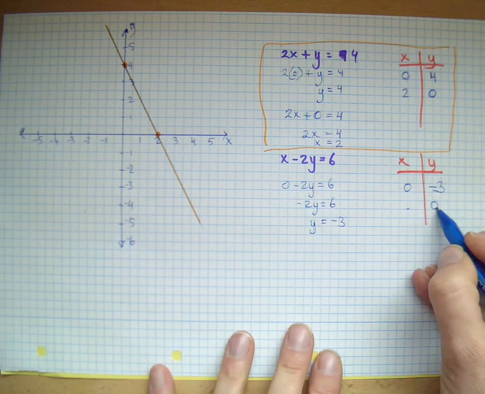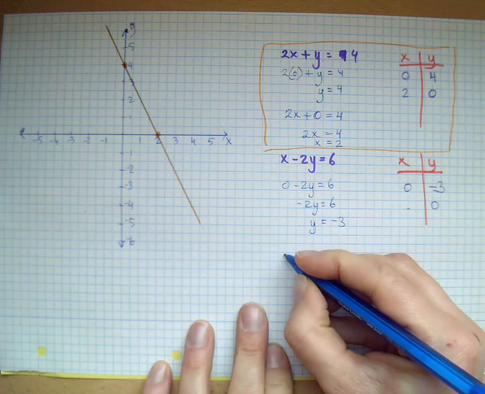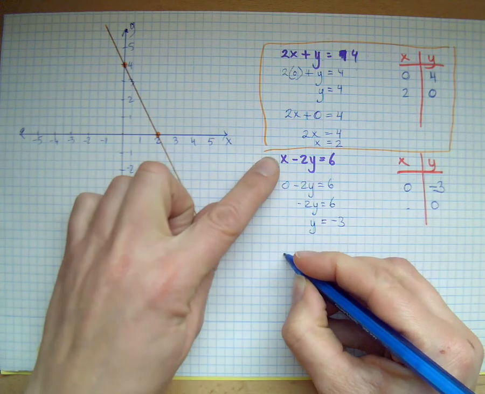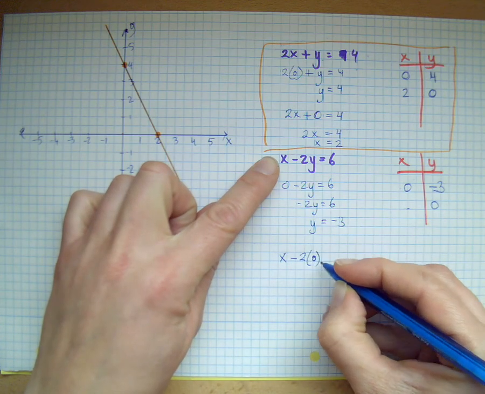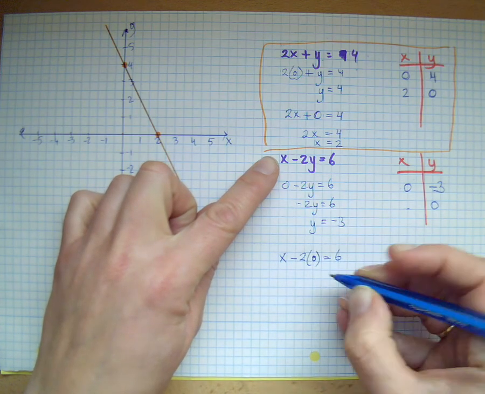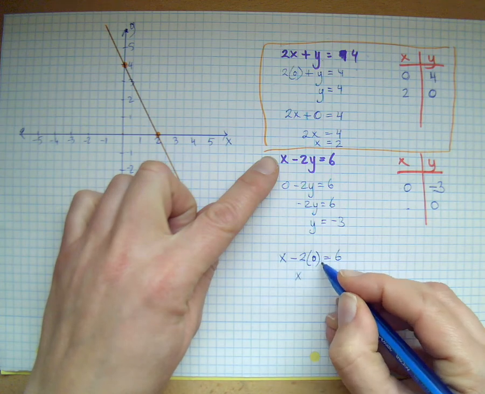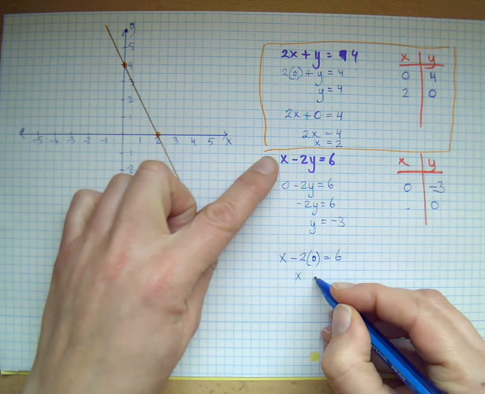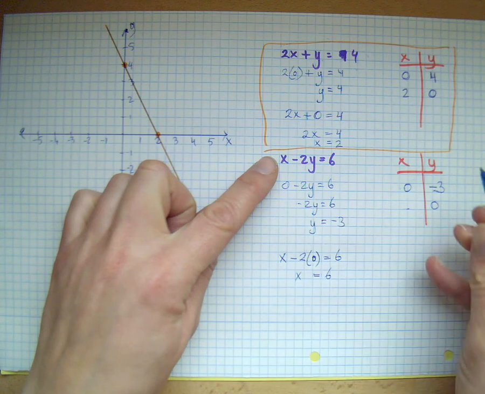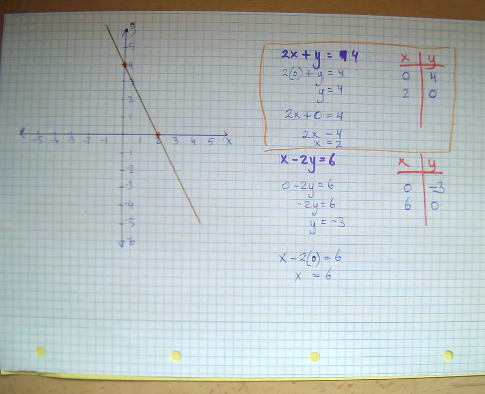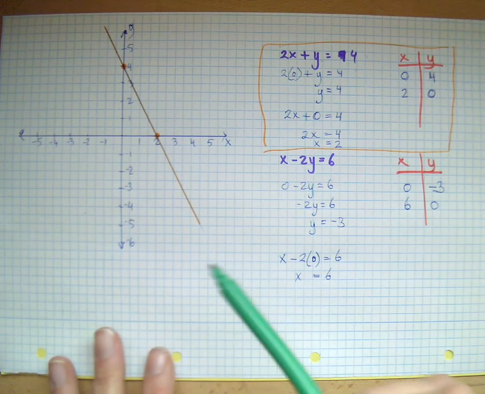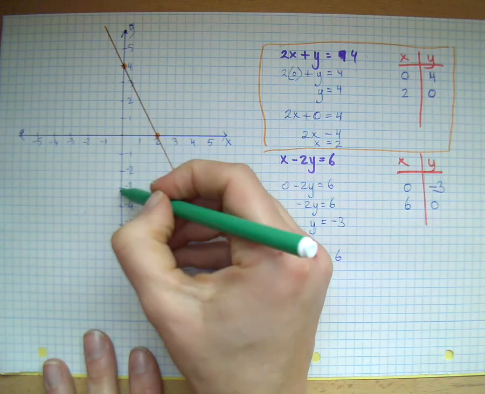Let's plug in 0 for y. So we write this x minus 2, but we plug in 0 for y equals 6. So x minus 2 minus nothing equals 6. So x equals 6. We plot these 2 points. We'll make it a green line. 0, negative 3.